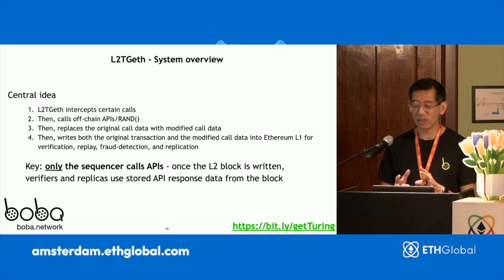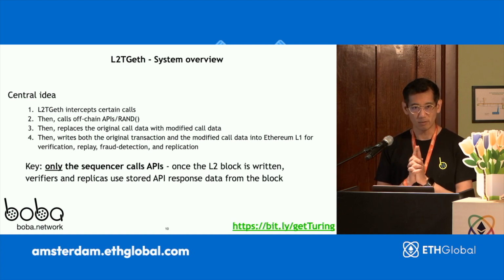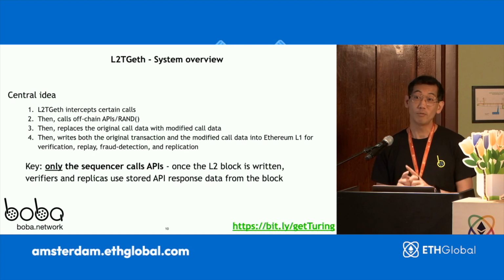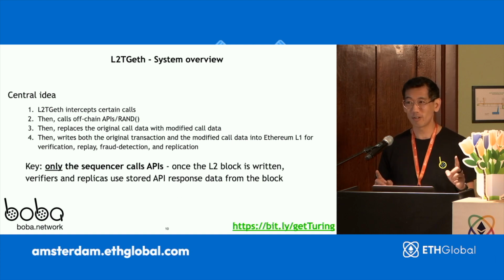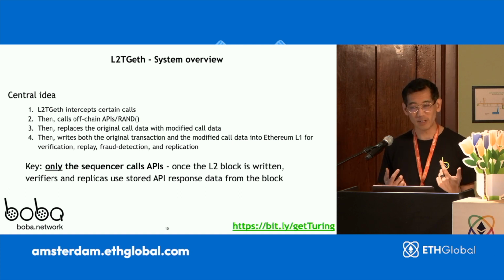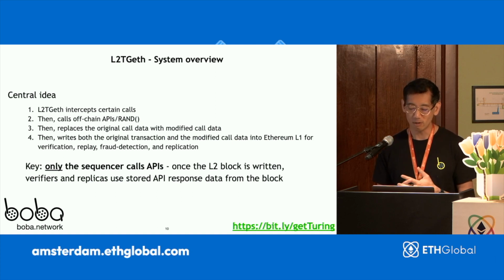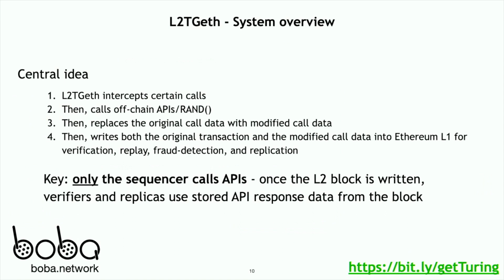And the key is only the sequencer would call the API, so no one else. Because if you let other independent nodes call the same API, you might not get the same results back, right? So it's important that only the sequencer makes the calls, and then once the layer 2 block is written back on layer 1, the verifiers and the replicas will use the stored responses from the API call from the block to do their job.